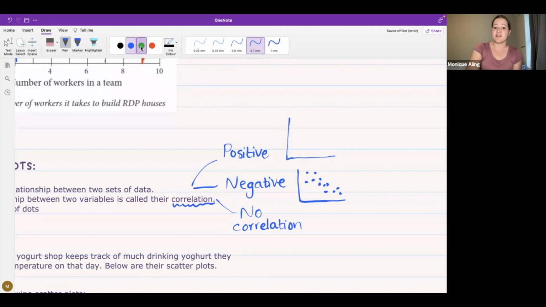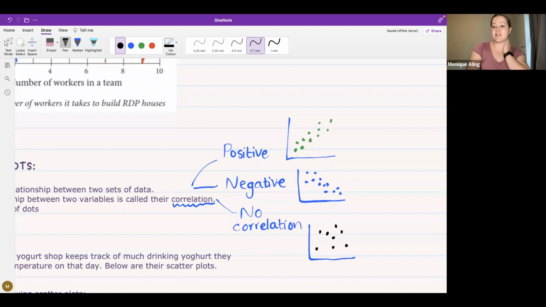If we have a positive correlation, both variables increase at the same time. So the more something happens, the other variable will also increase. So it looks like that. And then no correlation. There is no pattern in our data. Our points are kind of just all over. They don't show any sort of trend.